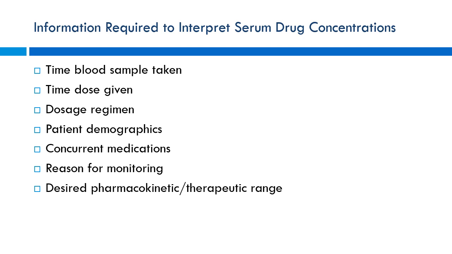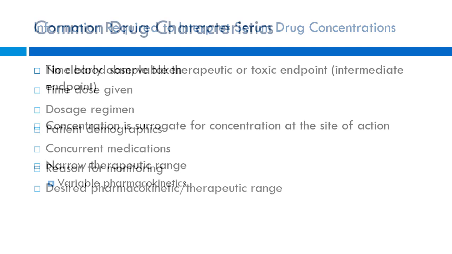You want to have some range to check it against. And again, not every drug has an established range that says, yes, this is when it's going to be efficacious, this is when it's going to be toxic, this is when it's going to be less effective. Not every drug has that, unfortunately.